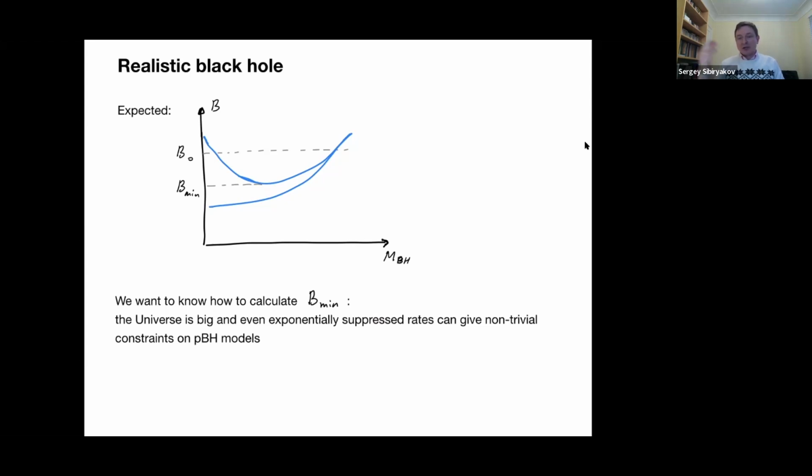So I have two exponential factors, two competing factors. One is the exponentially large number of black holes, another one is the exponentially small decay rate. And the question is which wins. For that I need to be able to compute this minimal suppression. And that's where I'm going now.